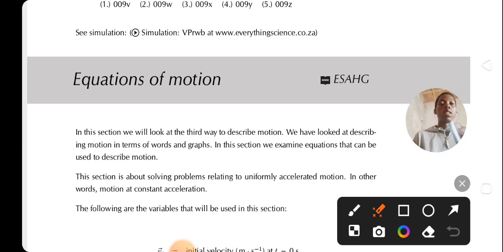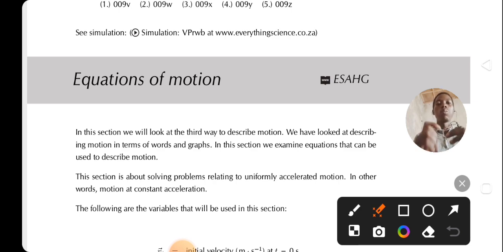So in this section, we are going to consider equations that are used to describe motion. This section is about solving problems relating to uniformly accelerated motion.